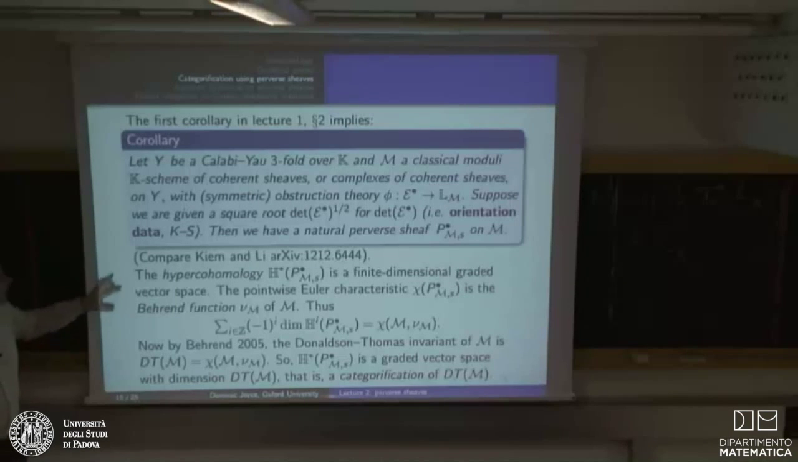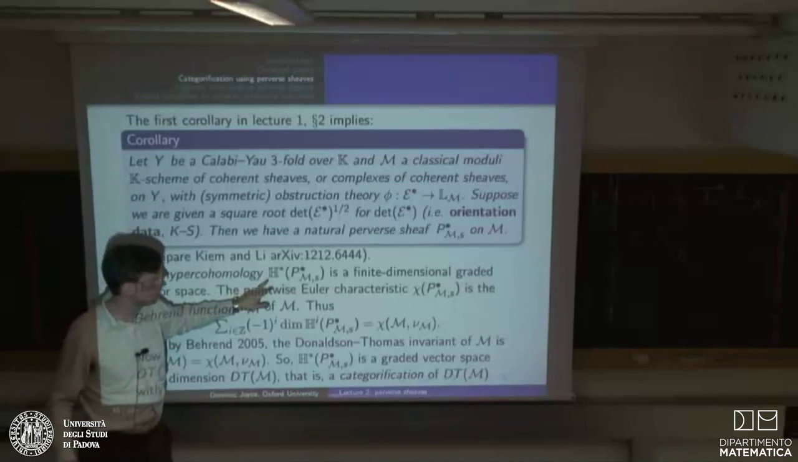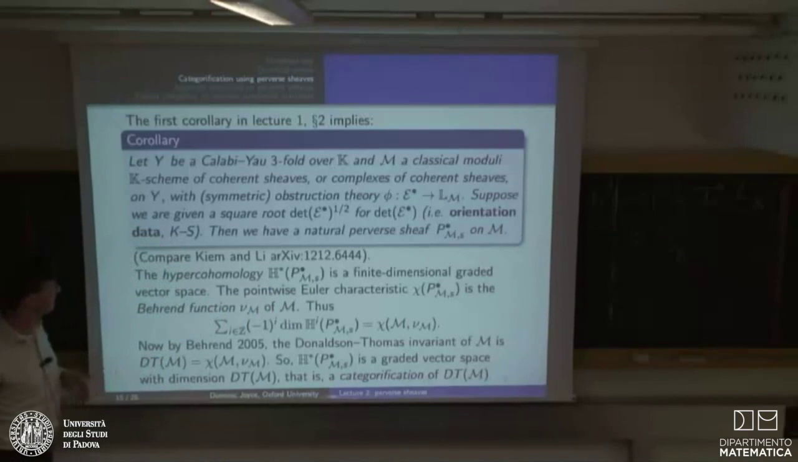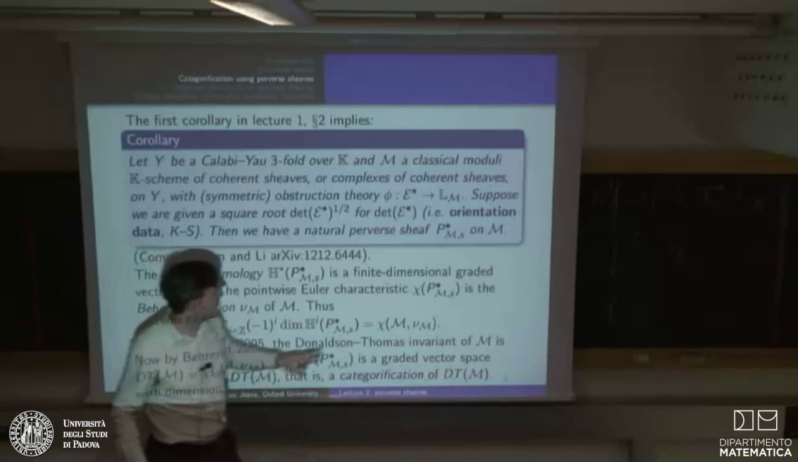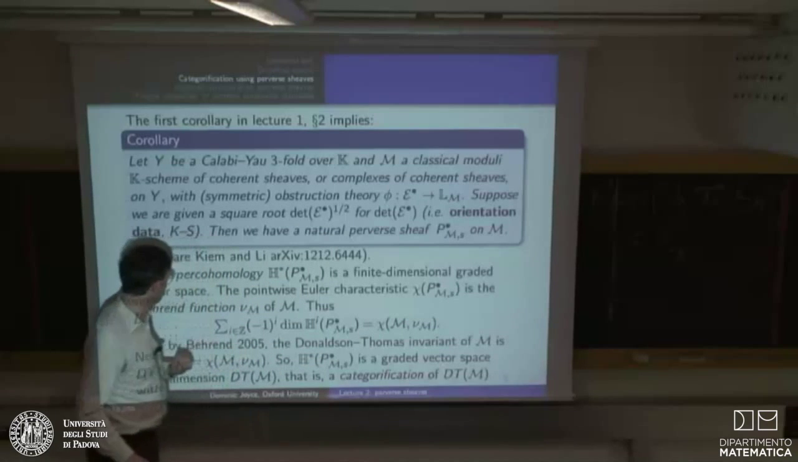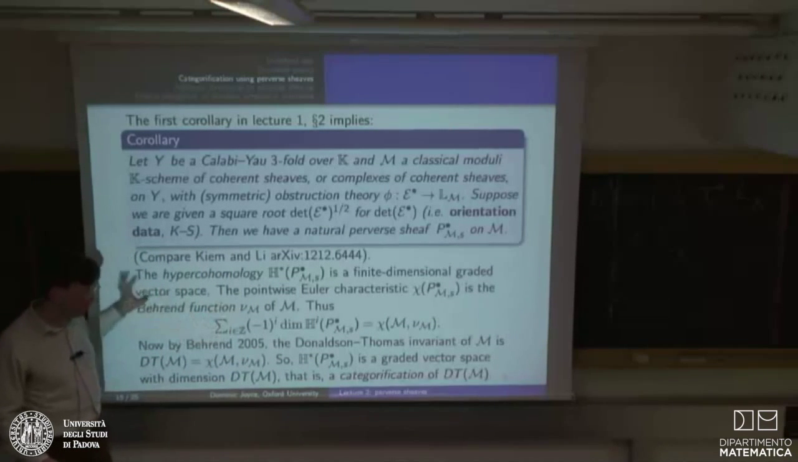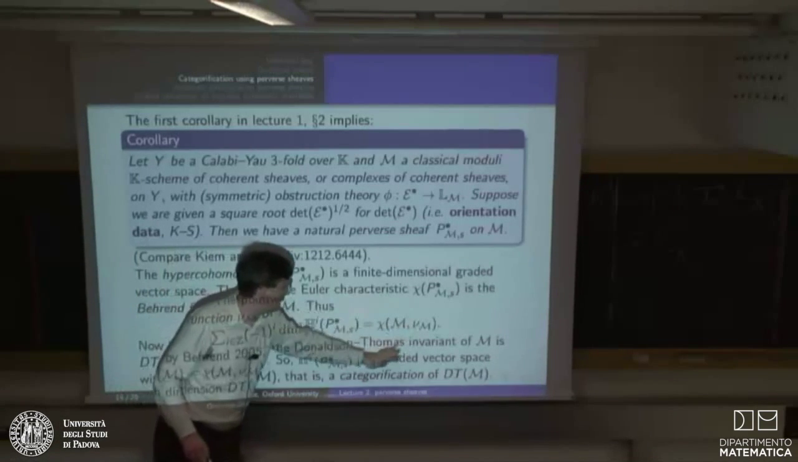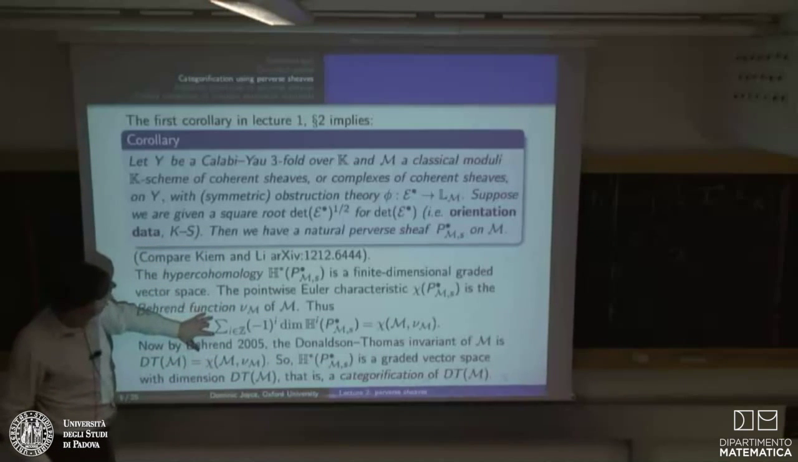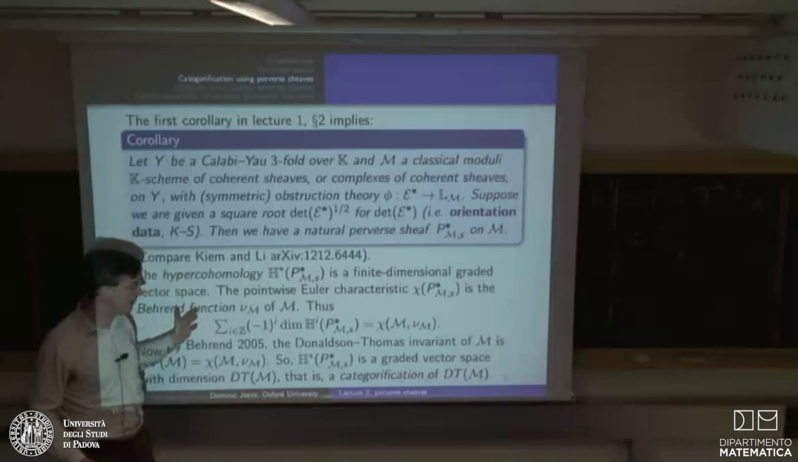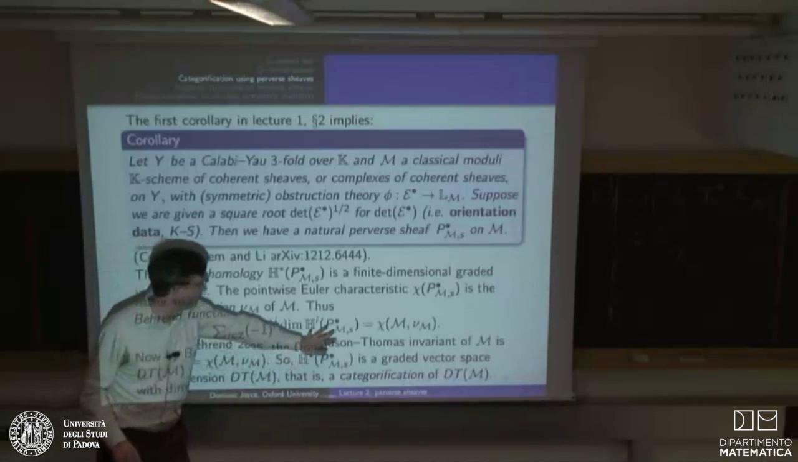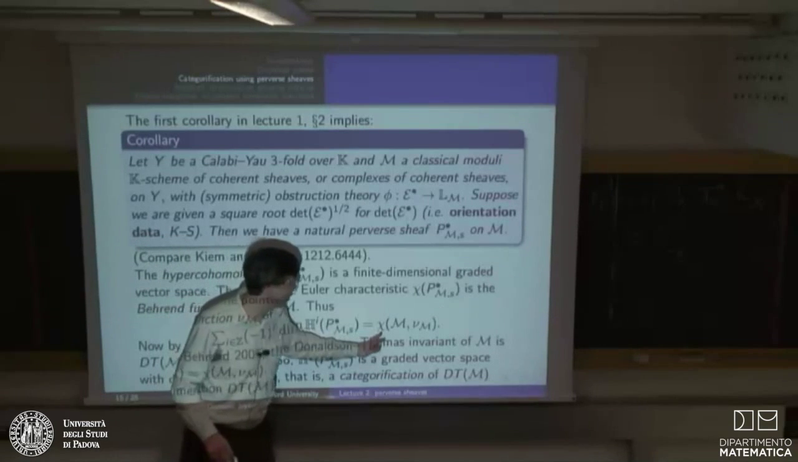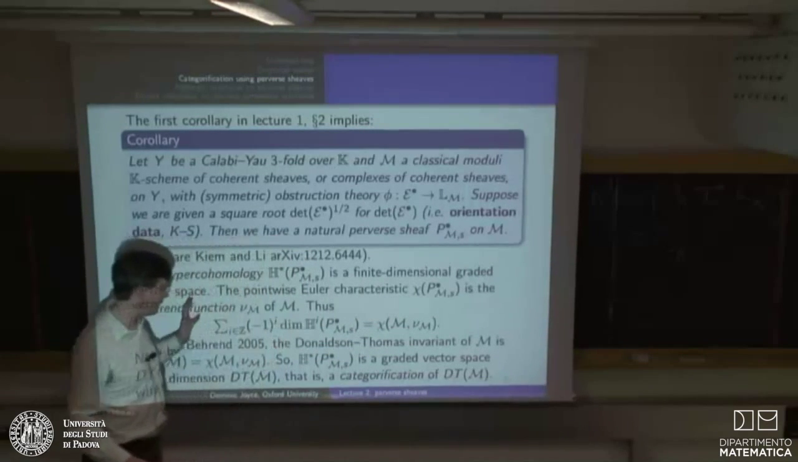Okay, so one reason why you might be interested in this is that once you've got this perverse sheaf, you can take its hypercohomology. The hypercohomology is a finite dimensional graded vector space, at least if M is of finite type, and the pointwise Euler characteristic of the perverse sheaf is the Behrend function of M. Kai Behrend already wrote this down a long time ago, and as Kai also wrote down, the general properties of perverse sheaves will tell you that the Euler characteristic of the hypercohomology of this perverse sheaf is the Euler characteristic of the moduli space weighted by its Behrend function.